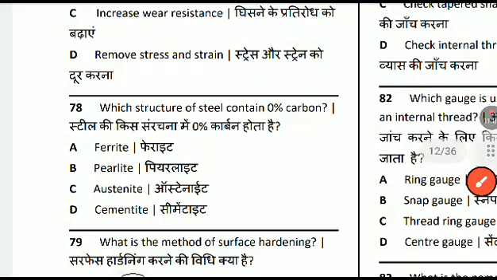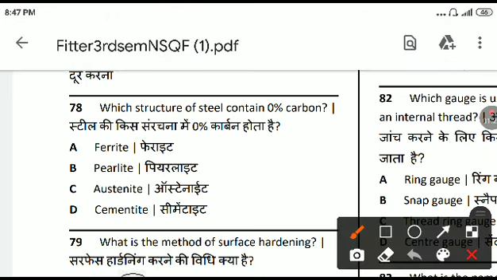Which structure of steel contains 0% carbon? 78. Which structure of steel contains 0% of carbon? Option A, ferrite. Option B, pearlite. Option C, austenite. Option D, cementite. Option A answer, ferrite.